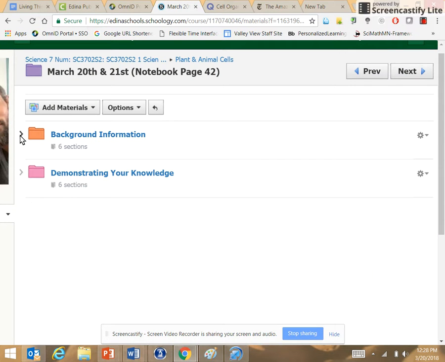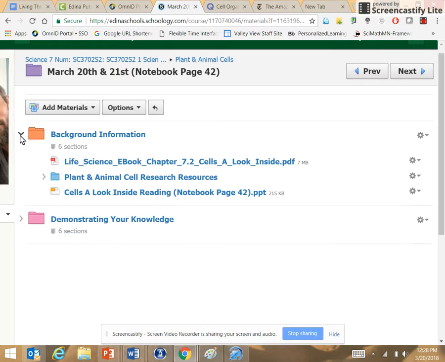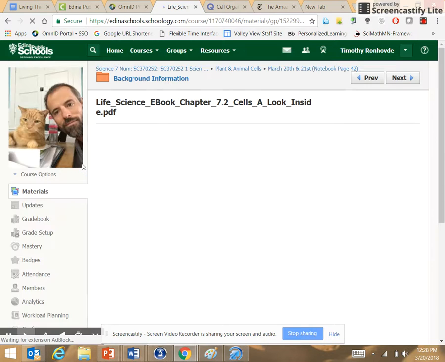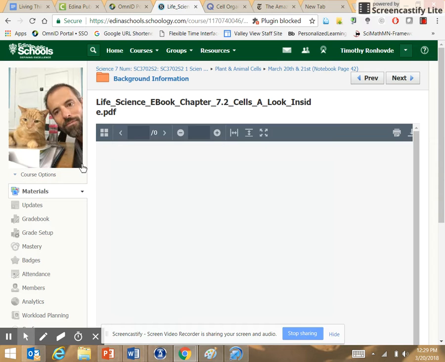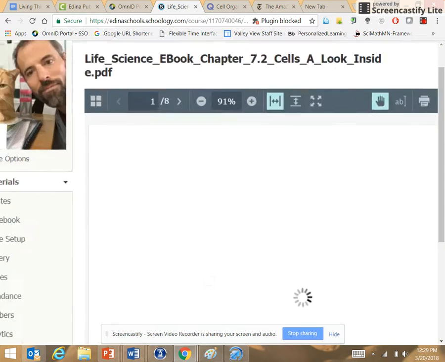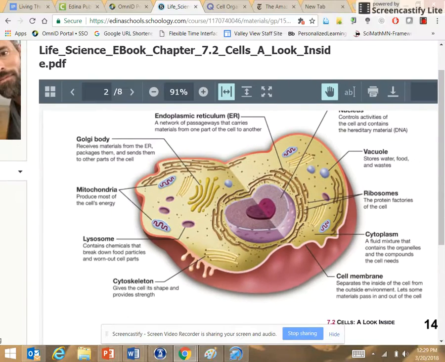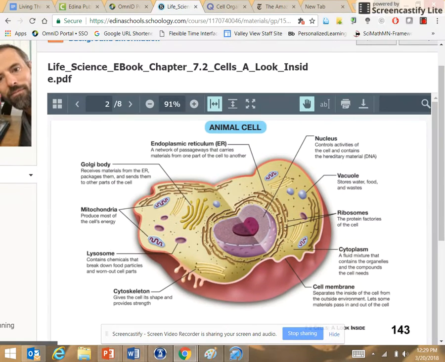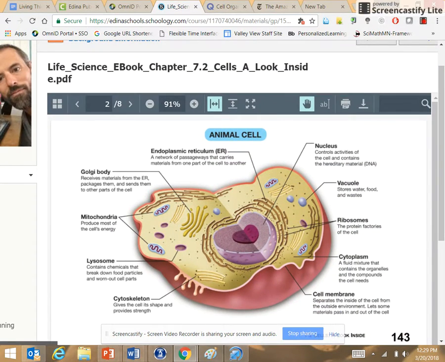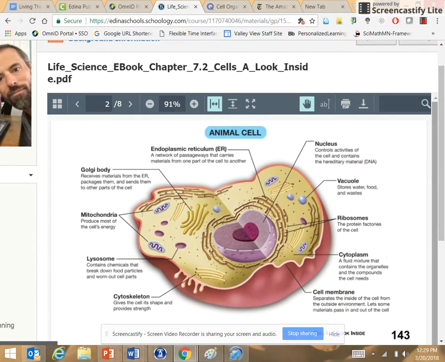So in the background information section today, the reading is here, or it's in the classroom if you need the textbook. I'll just open this up so you can see it here. All right, so as you read through this, we took this picture from your book and shrunk it down onto a handout. So you could label the parts, and then we left you spaces to put the job or the purpose of each of these organelles.